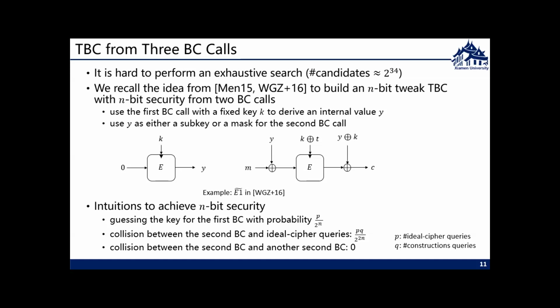And so actually the intuition why he can achieve n-bit security is here. The probability of guessing the key of the first block cipher is p over 2 to the power n, where p is the number of ideal cipher queries. The collision between the second block cipher and the ideal cipher query is p multiplied by q over 2 to the 2n, and the collision between the second block cipher and other second block cipher calls is 0. Yeah, this is a brief summary of how to prove the n-bit security.